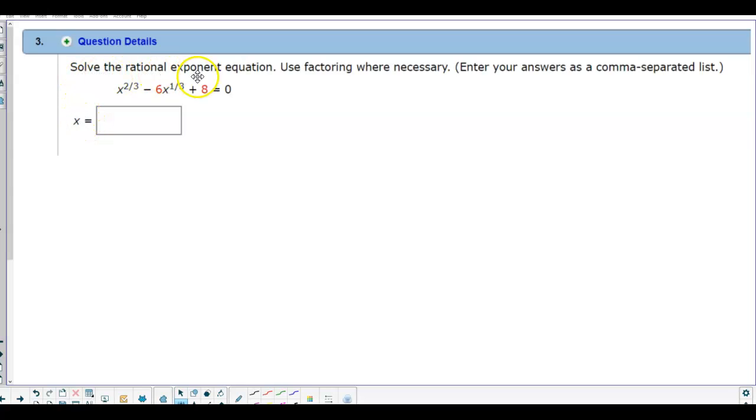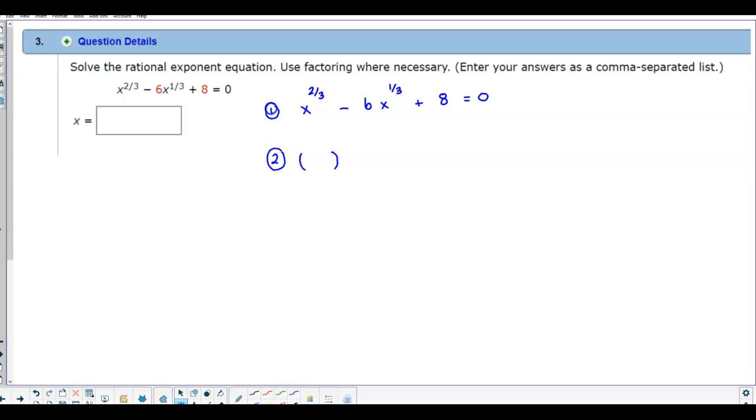Question number 3, solve the rational exponent equation and use factoring where necessary. So here we have x to the 2/3 power minus 6x to the 1/3 power plus 8, which is equal to 0. So what we want to do is write this in quadratic form.